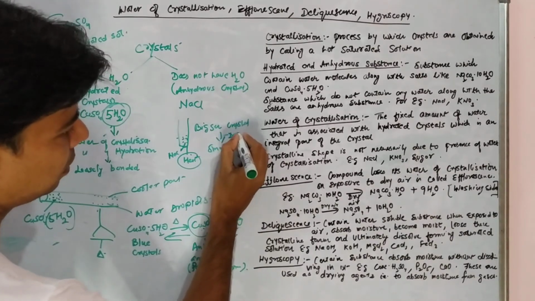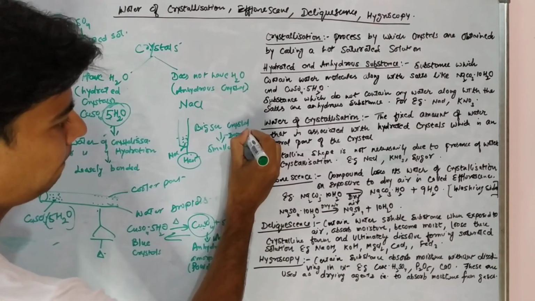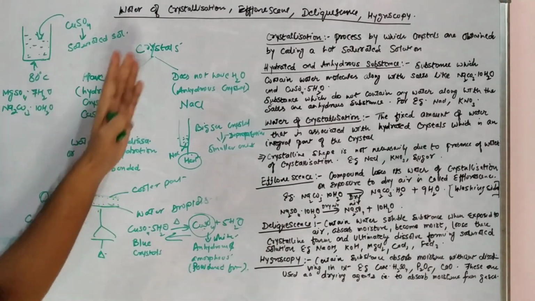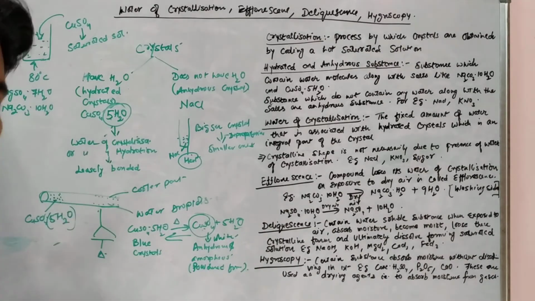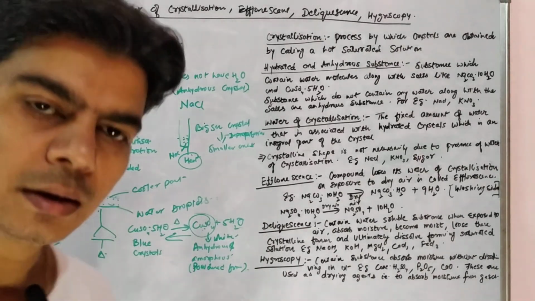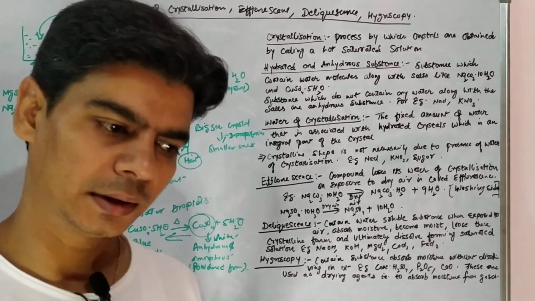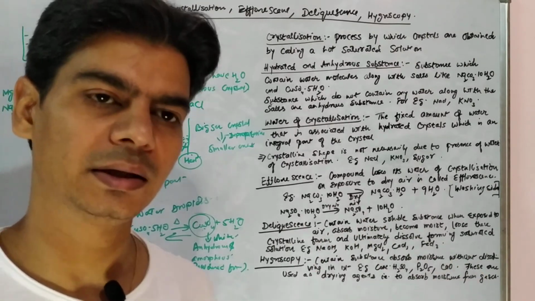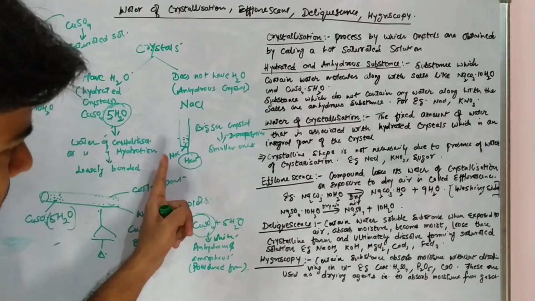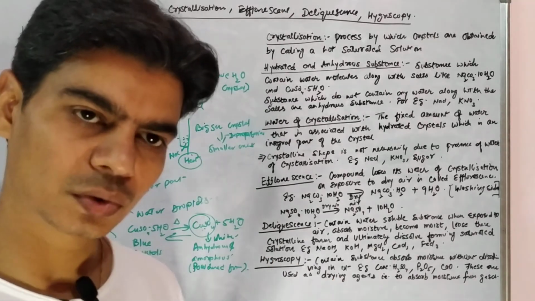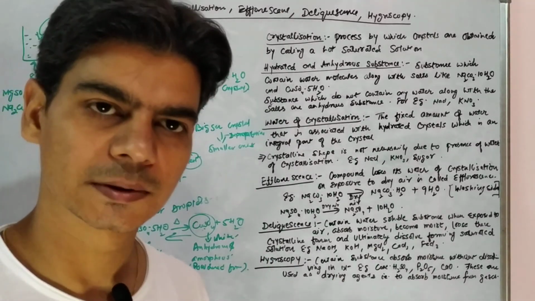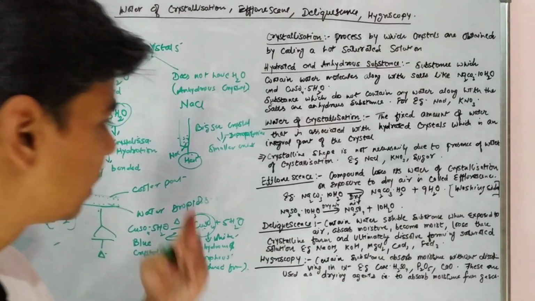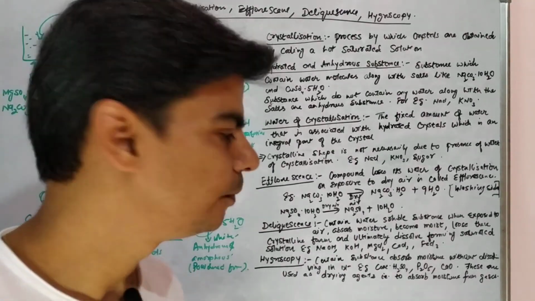I'll write it over here: decrepitation. I'll repeat, when you heat anhydrous sodium chloride in a test tube, you will hear a crackling sound, known as decrepitation. The reason for that crackling sound is bigger crystals of sodium chloride breaking down into smaller crystals.